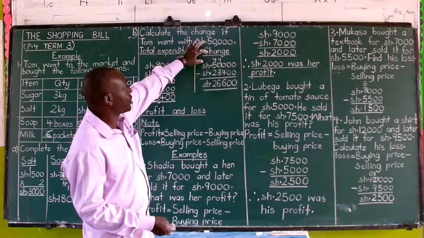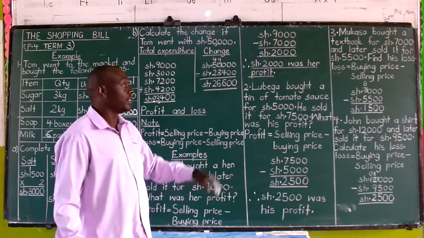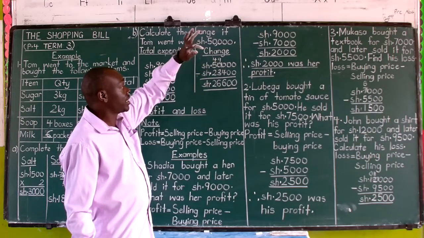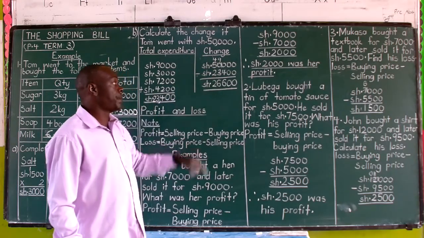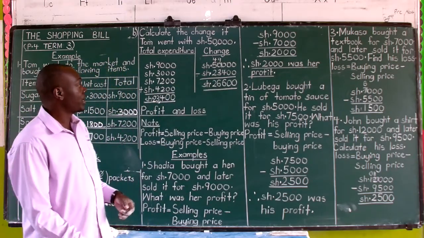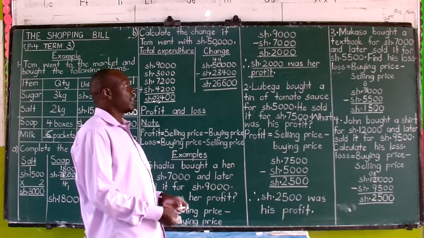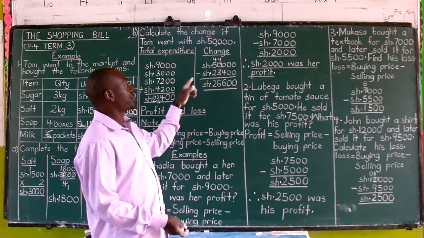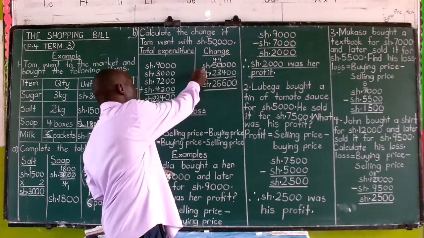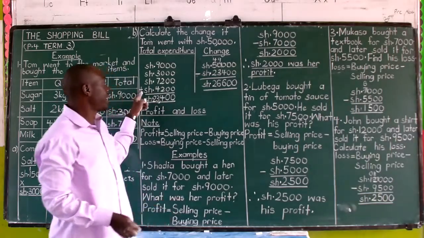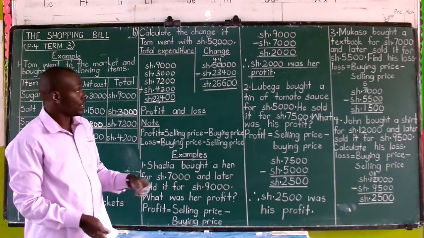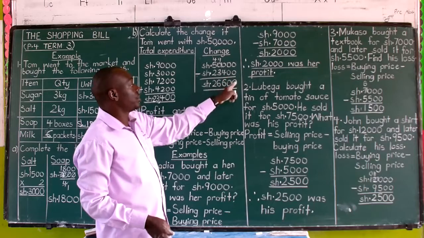So you get the change now through subtraction. You get 50,000 shillings he had at the beginning minus what he has spent altogether, which is 23,400 shillings. And then start your subtraction. The minus sign is very important, just like the plus sign here in total expenditure is. So we go 0 plus 0 is a 0.